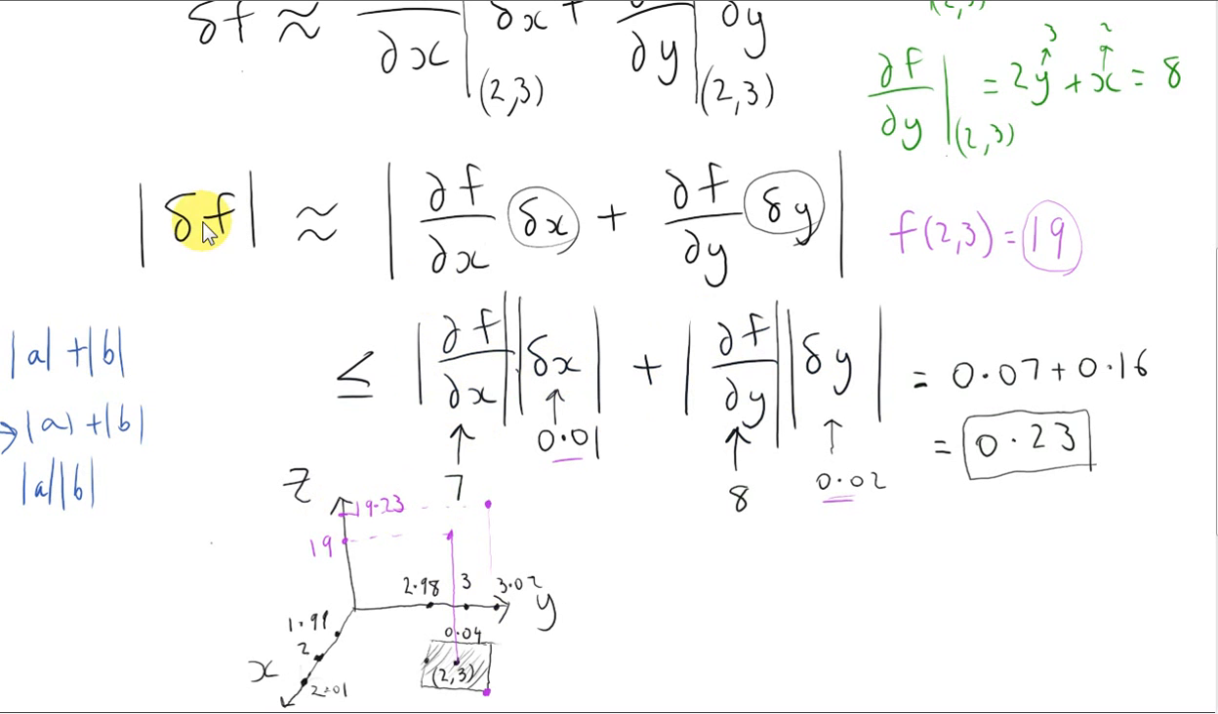The minimum value for delta f is 19 minus 0.23, and if you think about it, it must correspond to this point here. If we remove the absolute values, the magnitude lines, and make this negative and this negative here, well, we are going to get minus 0.23. So that would give us 18.77 for this point.